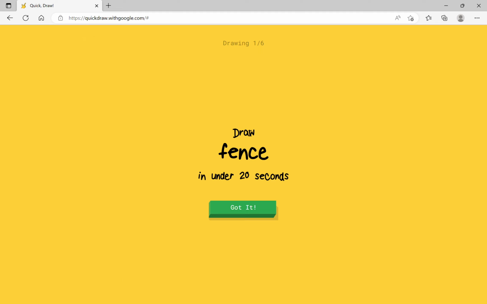Okay guys, so welcome to Quick Draw. It's a game by Google and the AI has to guess my drawings. And yeah, that's about it. So here we go. First one right here: fence. So let's draw that.